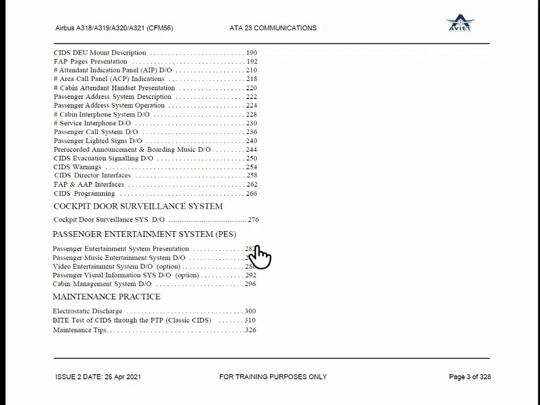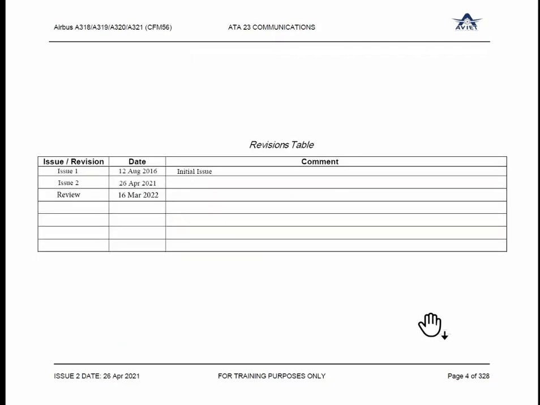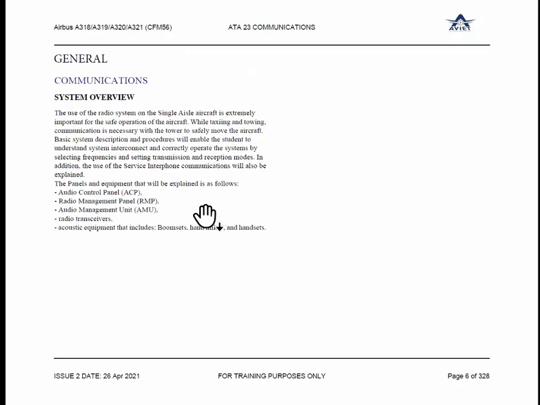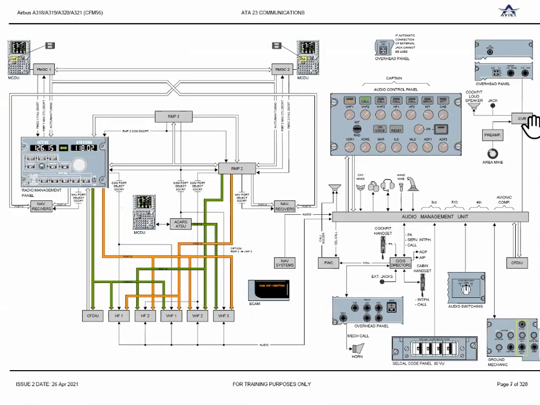Then we will have a cockpit door surveillance system, entertainment system, and maintenance. So for the communication system, we use a radio communication system in aircraft. These are all elements for the communication system.